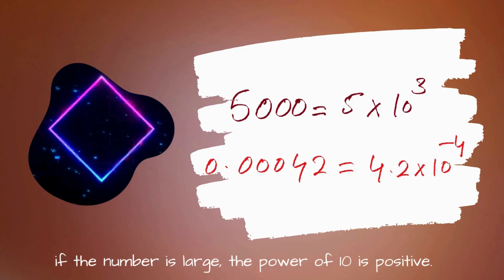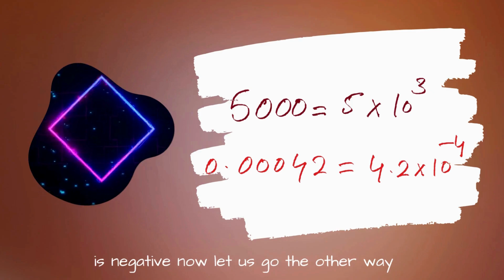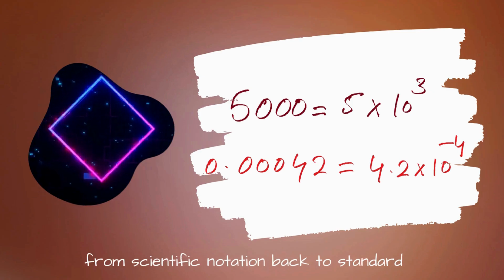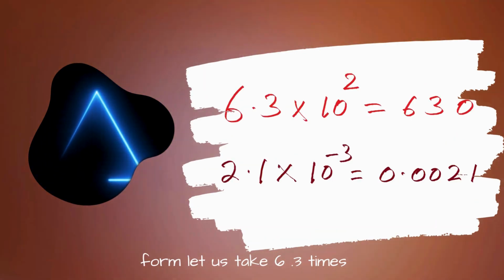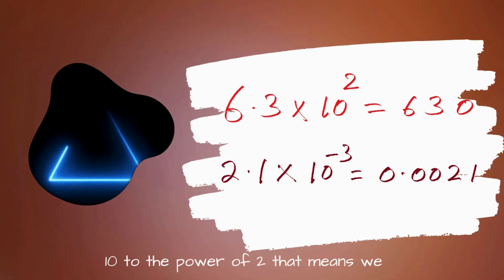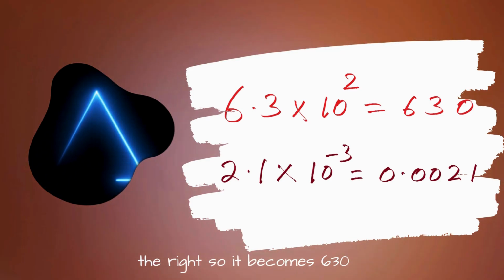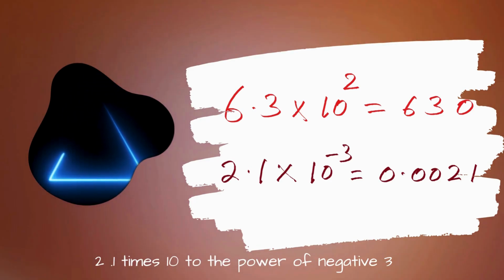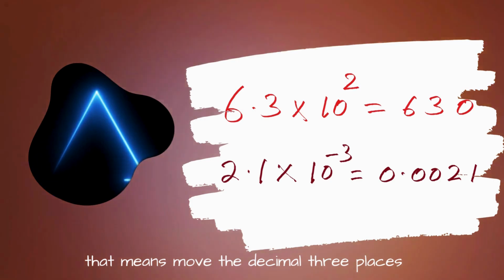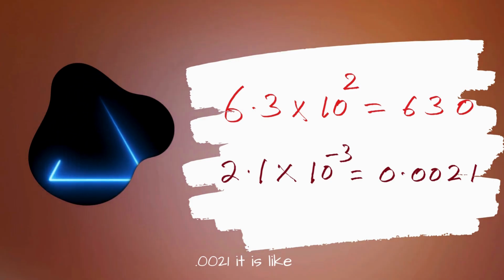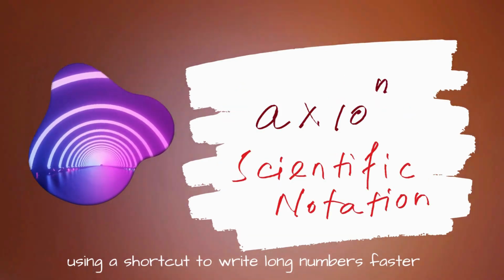Remember, if the number is large, the power of 10 is positive. If the number is small, the power is negative. Now, let us go the other way, from scientific notation back to standard form. Let us take 6.3 times 10 to the power of 2. That means we move the decimal 2 places to the right. So it becomes 630. Or take 2.1 times 10 to the power of negative 3. That means move the decimal 3 places to the left. So it becomes 0.0021. It is like using a shortcut to write long numbers faster.